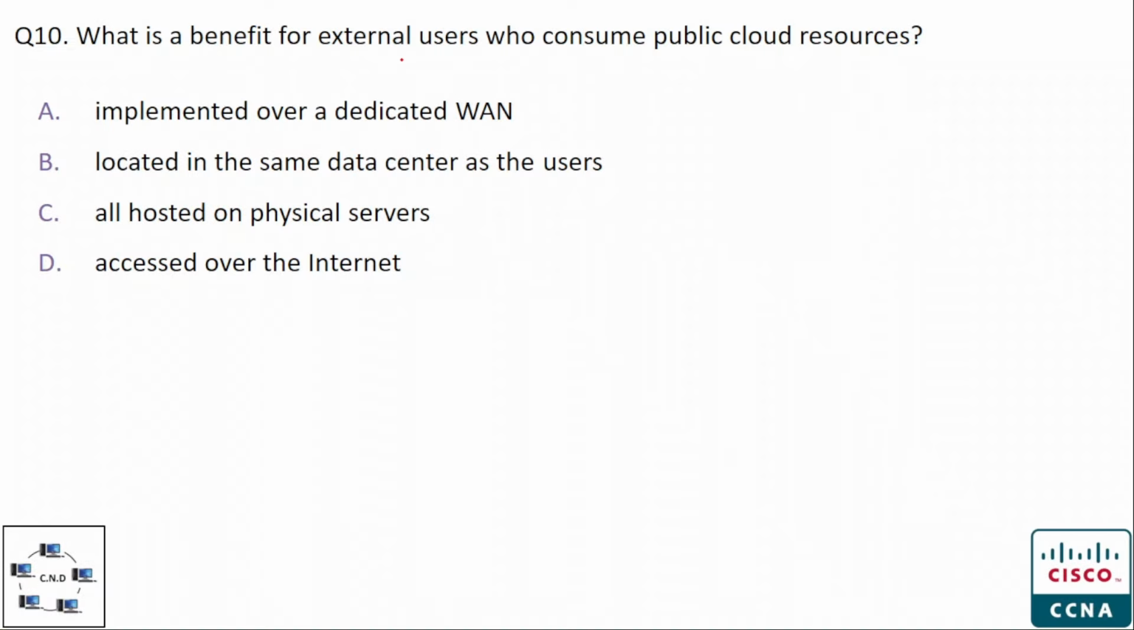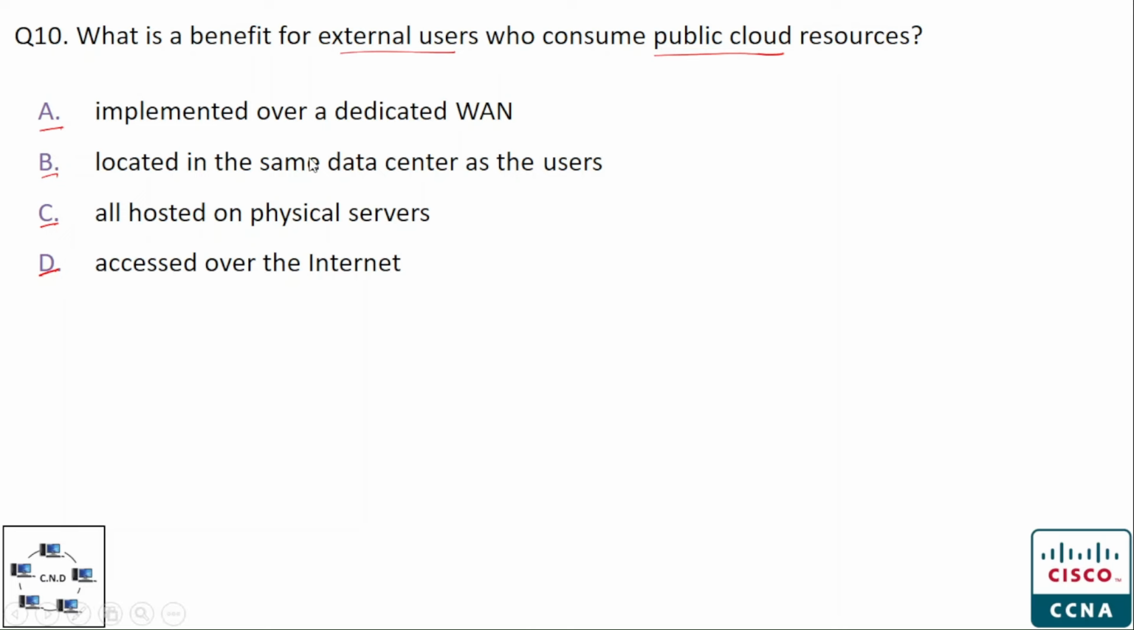Question number 10, what is a benefit for external users who consume public cloud resources? And the options are option A, implemented over a dedicated WAN. Option B, located in the same data center as the users. Option C, all hosted on physical servers. And option D, accessed over the internet.